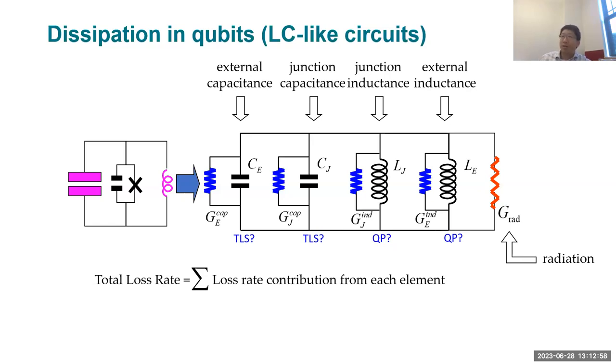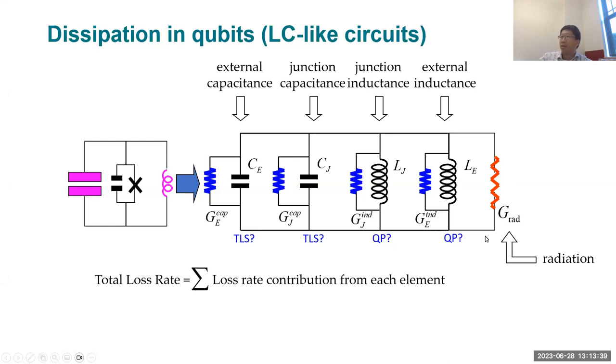So where does the dissipation come from? It's very clear that your capacitor is not perfect, your wire is not perfect, your inductor is not perfect, right? So you can just think about these different elements. Let's say this is your junction capacitance, junction inductance, external capacitance, external inductance. All of these L and C's are not ideal L's and ideal C's. They all have some kind of a dissipative resistive element associated with it. So this is a completely classical analysis that applies to transmons really well. You can just think about the imperfection of your capacitances and your inductances.